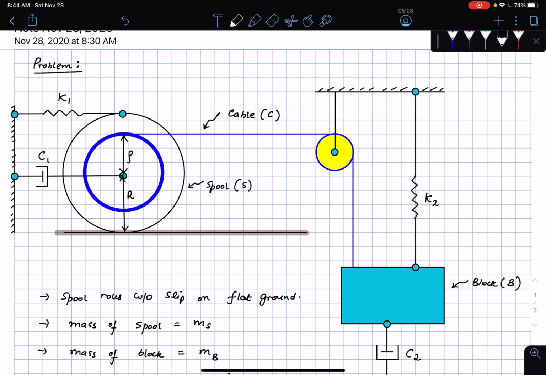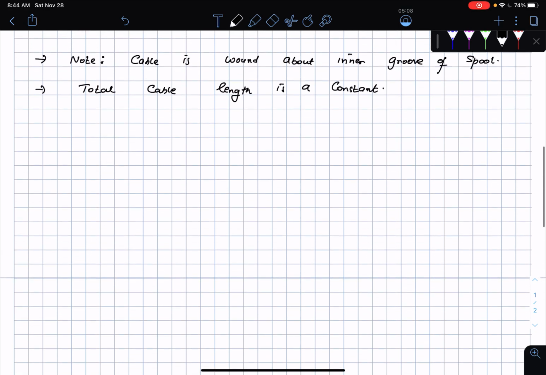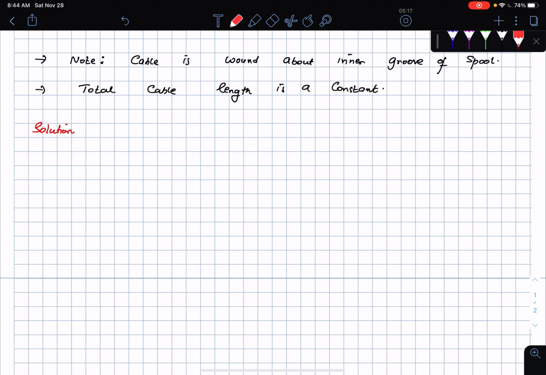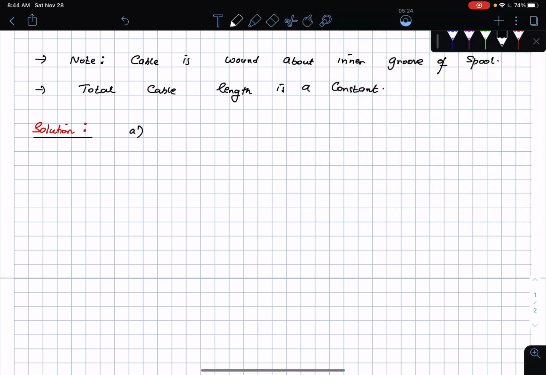Okay, all right. So here is what I'm going to be saying. This is my solution steps. Okay, so solution. What are the steps that I'm going to be taking? So first things first is look at spool kinematics. Okay, then the second thing is look at cable plus pulley kinematics.